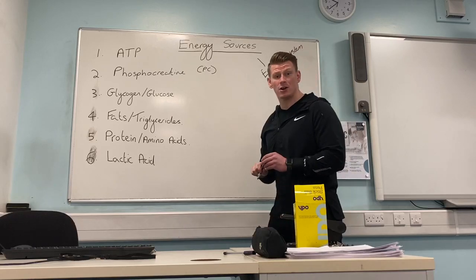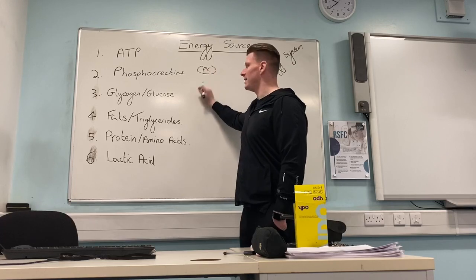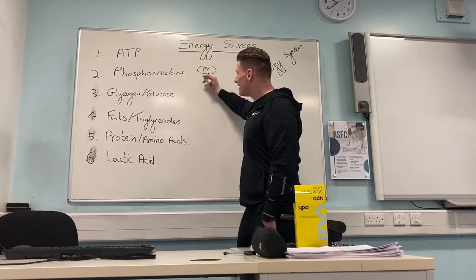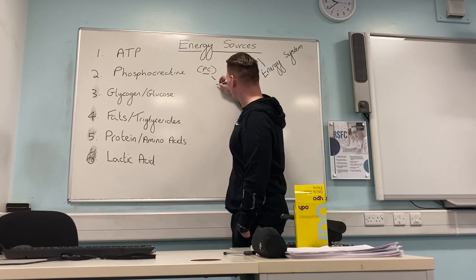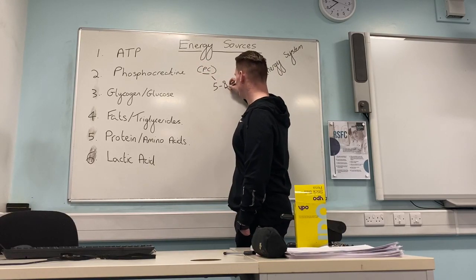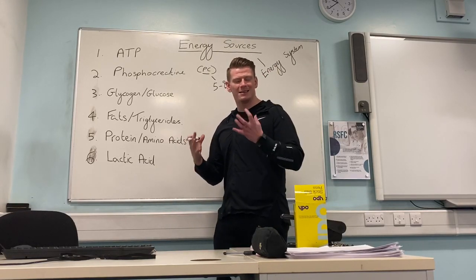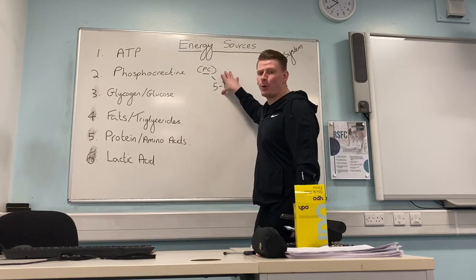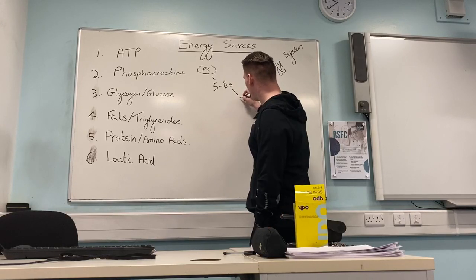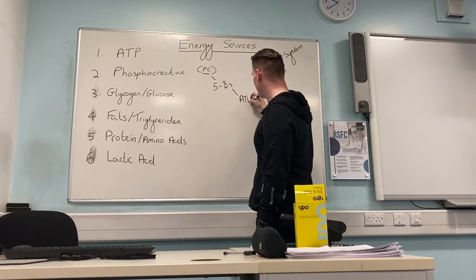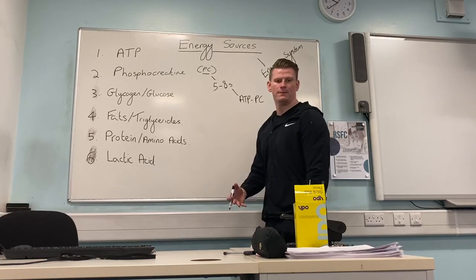So the first energy source we're going to look at is phosphocreatine, or as we have seen it, PC. This is our most rapid release of energy, and it'll only work for 5 to 8 seconds. After 5 to 8 seconds of our highest intensity ballistic movements, we run out of phosphocreatine. This supports what we would call the ATP-PC system, and we'll get to that later on.